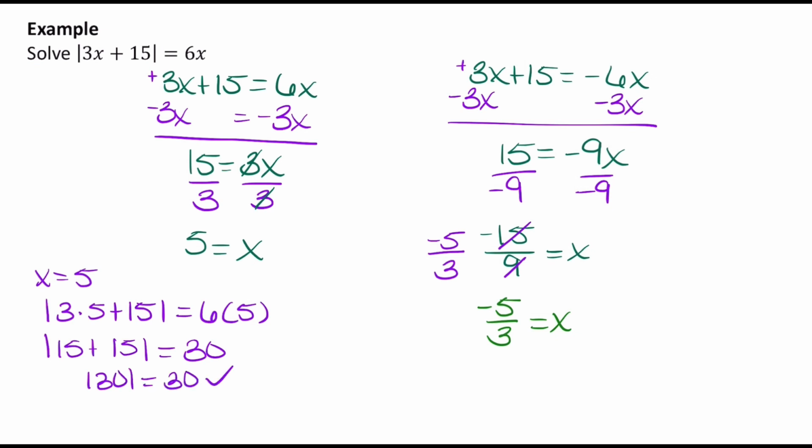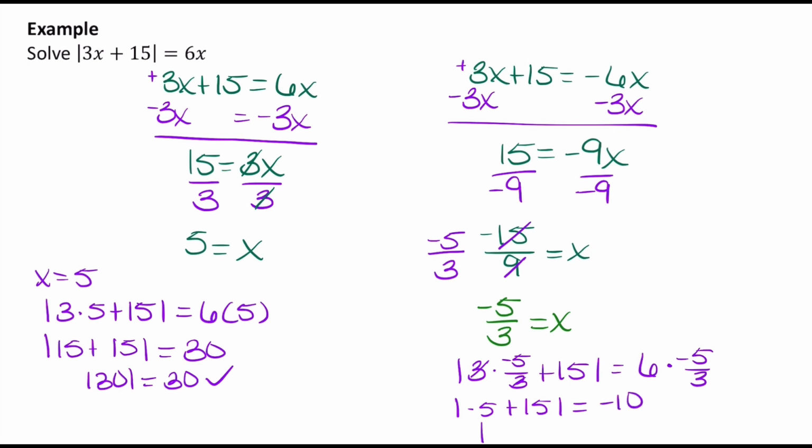Now over here, let's try this. We have x equals negative 5/3, so we have the absolute value of 3 times negative 5 over 3 plus 15 equals 6 times negative 5 over 3. So we have the absolute value of negative 5 over 3 times 3, so there the 3's just cancel, so we have negative 5 plus 15, and that's equal to 6 times negative 5 is negative 30. Negative 30 divided by 3 is negative 10. So this actually tells me that the absolute value of 10 is equal to negative 10, which is not true.